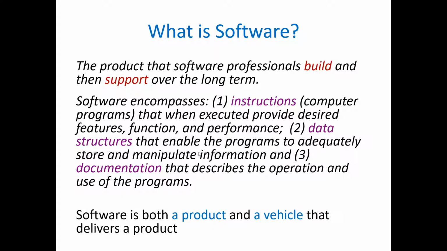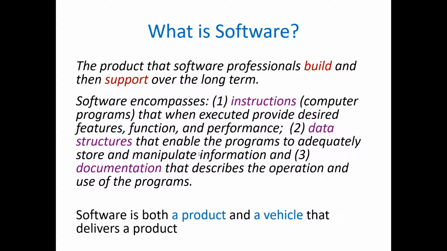Now, once we have seen the software, we have mentioned earlier a small definition of software. Now we are going to give you a detailed definition of software, or a very standard definition of software. Let's see what it is. The product that software professionals build and then support over the long term. That's what we defined earlier. What does it encompass? We mentioned three things earlier: that it is programs, there are contents, and there are some descriptions, giving it a more formal definition of software.